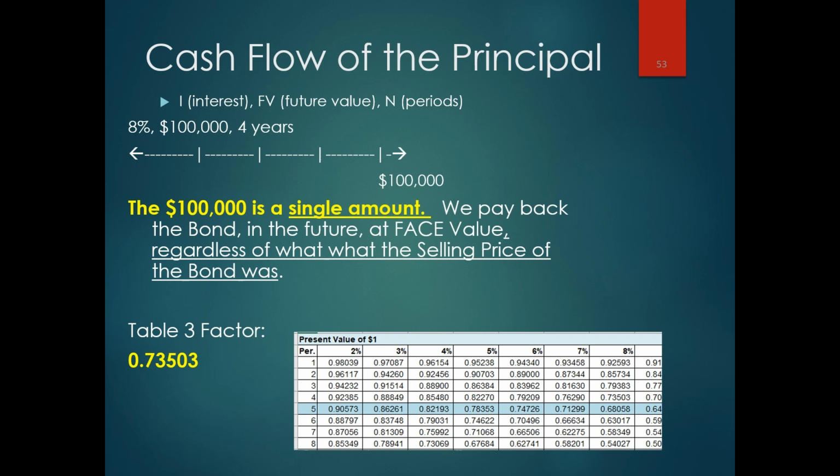Now, they're paying 8% for 4 years, so we're going to calculate using 8% for 4 years. We're going to show you that when the market is 8% and the bond is 8%, the selling price of the bond will also be $100,000. That's a single amount and it's a present value, so we're going to go to table 3. We look at the intersection of 8% and 4 years, and we get 73503. You can see it right there.